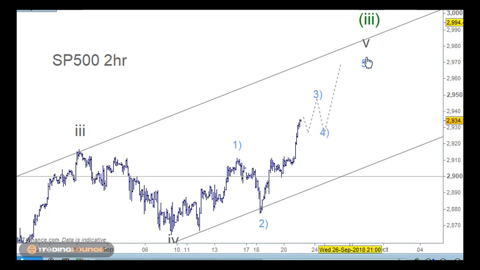Where are we here? Still one wave out here. So let me just, that will be over here.